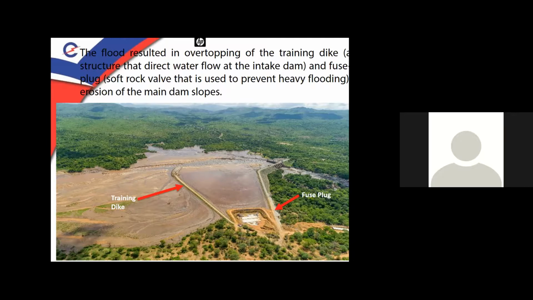So what you're seeing on the left is the training dike. This is a structure that was diverting water to come to the intake. The intake, you can see it on the far end there. And we also had this fuse plug. So I will show you the damage that was caused to these two structures. The one is a training dike, the other one is the dam structure. And at the very end, this side, we have a fuse plug.